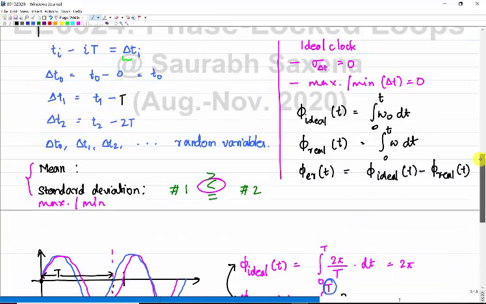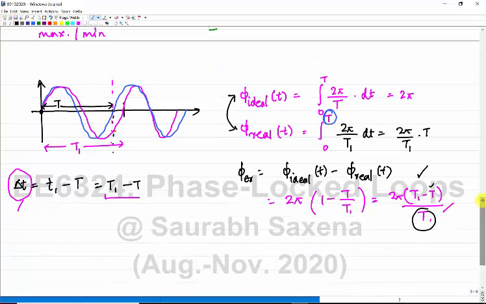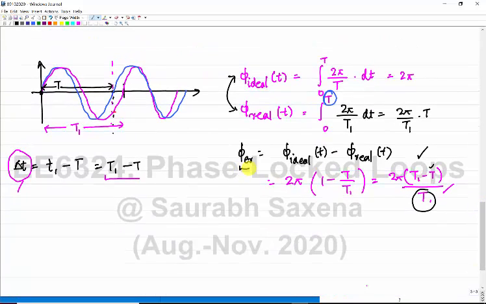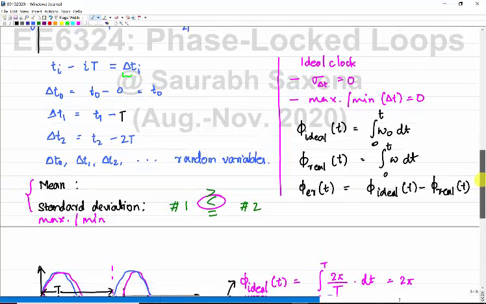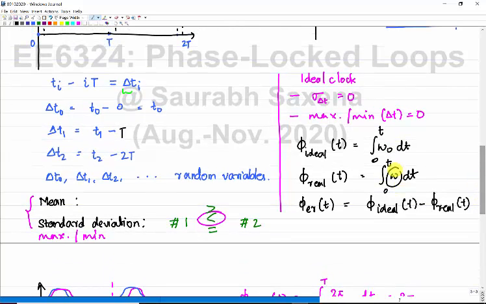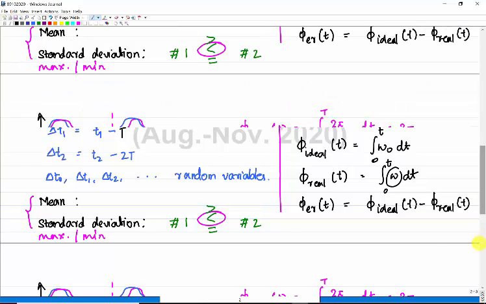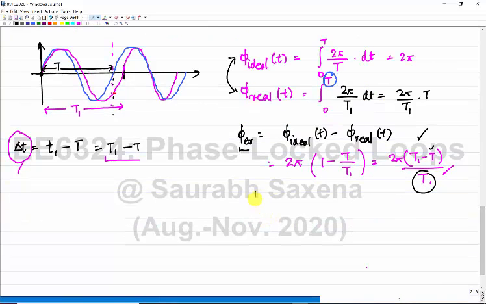Okay, if there is no question, now the thing which I want to tell you is that the phase and frequency of the clock, right? Here the frequency varies, here the frequency remains fixed. The phase and frequency of the real clock tells us how good or bad the clock is, because they are going to directly affect the zero crossing of the clock signal.